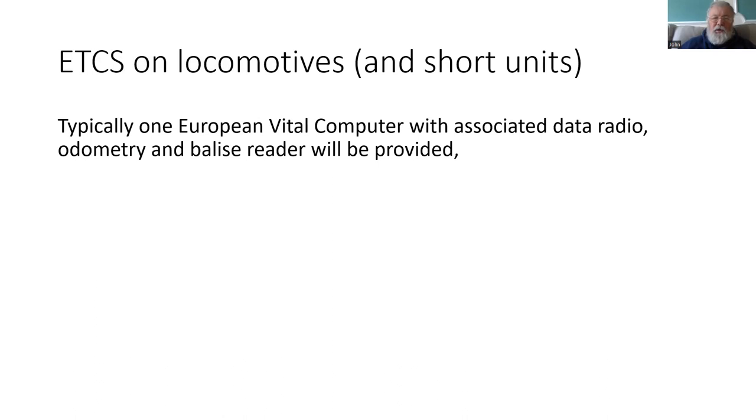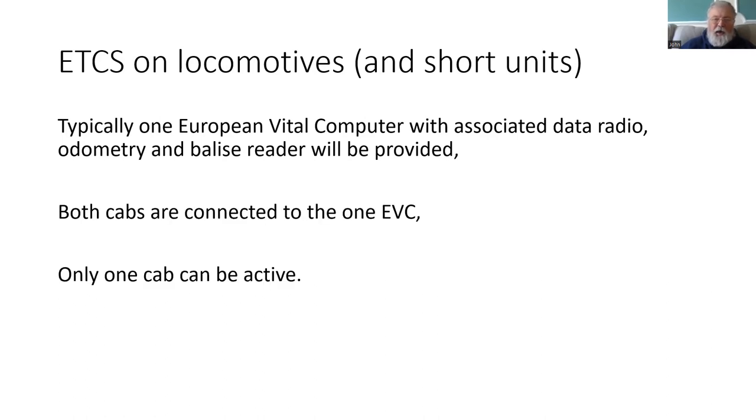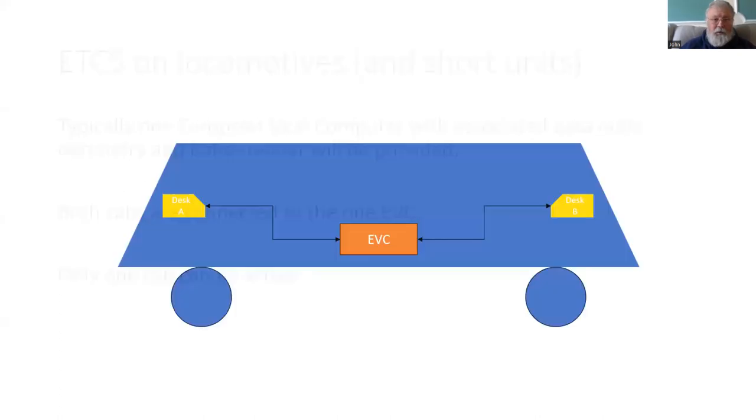So ETCS can also be fitted on locomotives and short units where there is only one European Vital Computer, or EVC. And that will be associated with the data radiodometry and the Balise reader. And both the cabs are connected on a typical locomotive to the one EVC. And the rules within the subsets are that only one of the cabs can be active at a time, which makes a lot of sense.